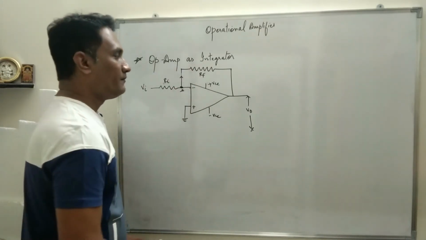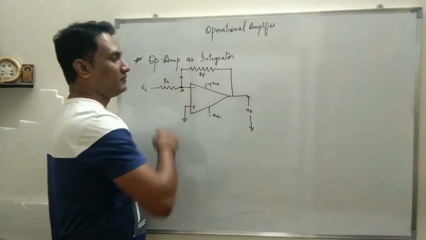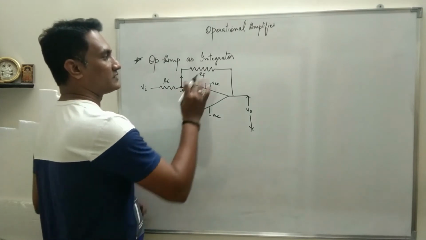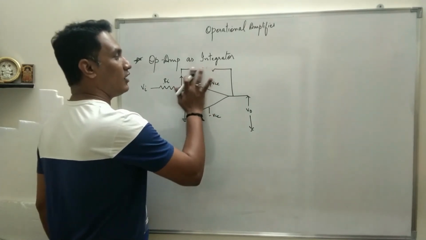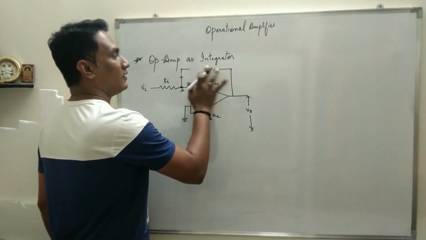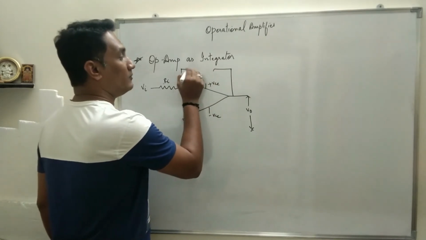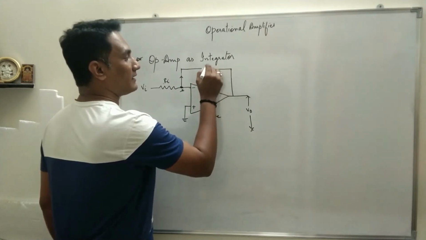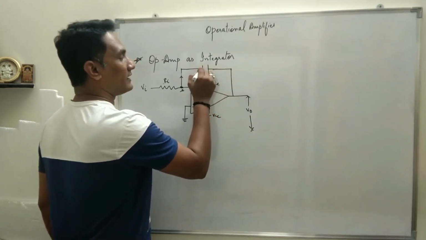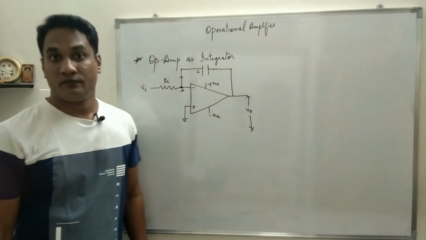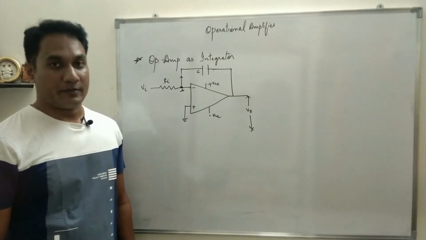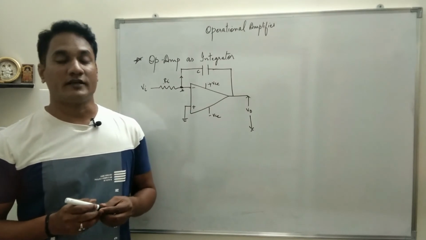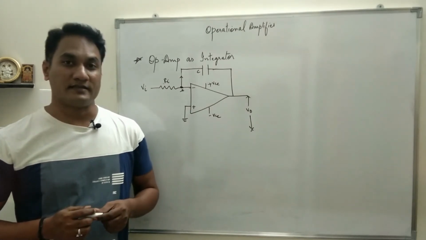So the circuit remains the same, op amp as inverting amplifier. The only modification to make it an op amp as integrator is that we replace the feedback resistance by a capacitor. That's all. Now let us try to understand what exactly we mean by op amp as integrator.